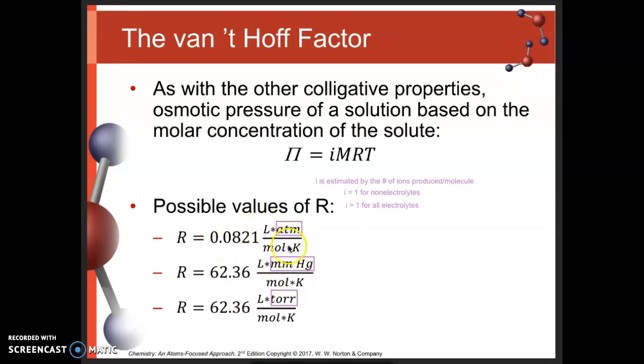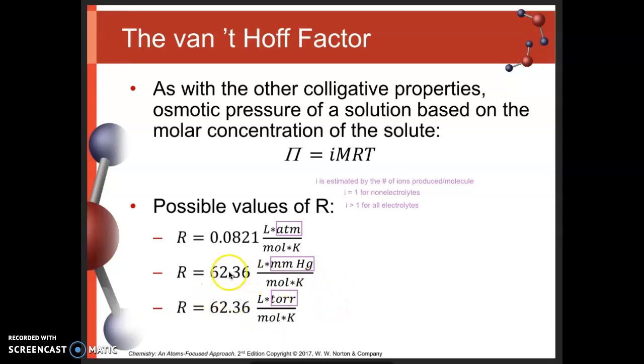They're all the same in the same places. So the value that you use for R depends upon the value of pressure that you're going to use for osmotic pressure. So keep that in mind. If you're told that the osmotic pressure is 25 atmospheres, you're going to use the value of R that has atmospheres in the unit structure. If you're told that the osmotic pressure is 30 torr, you're going to use this bottom one.